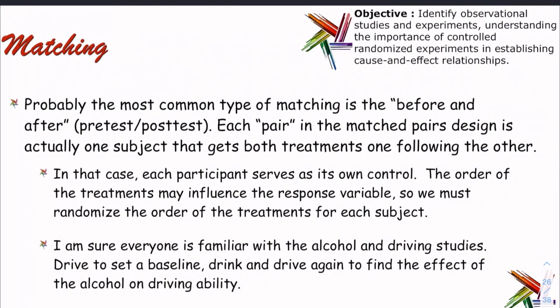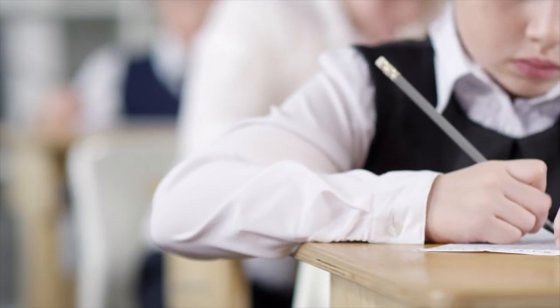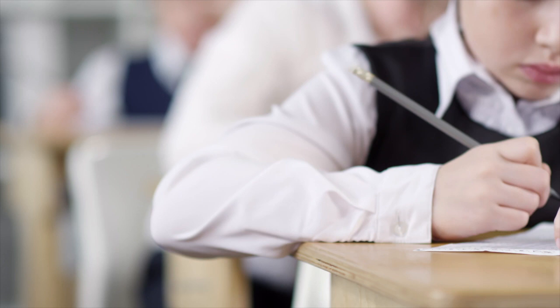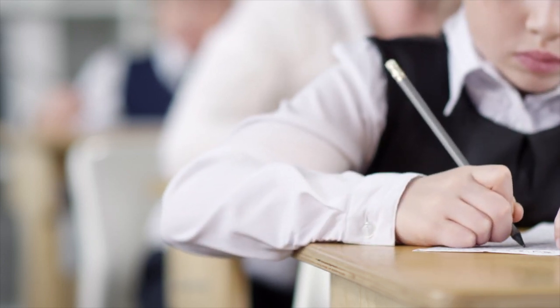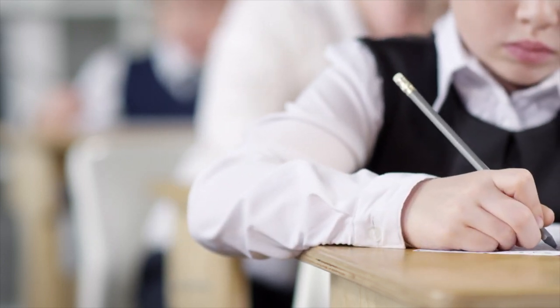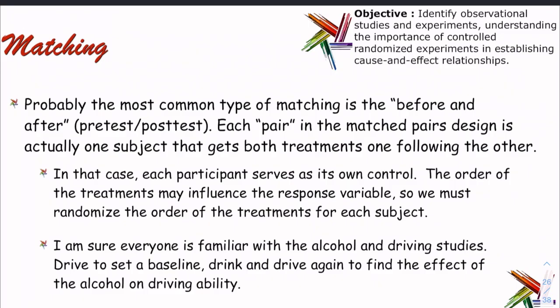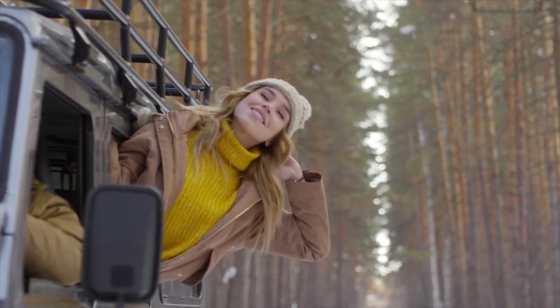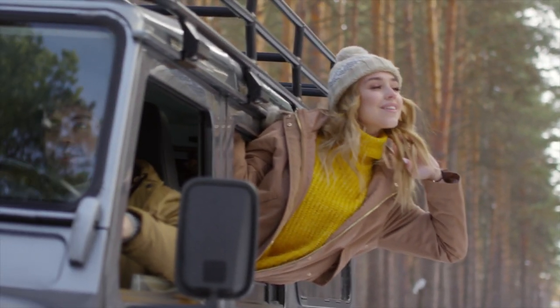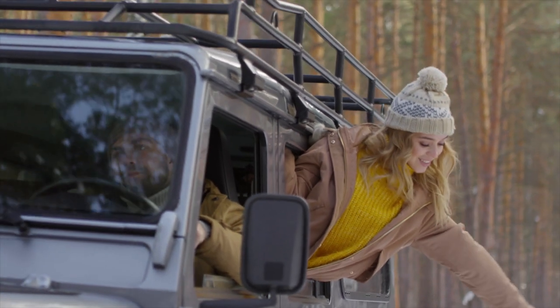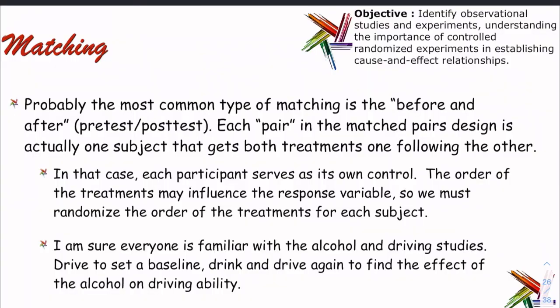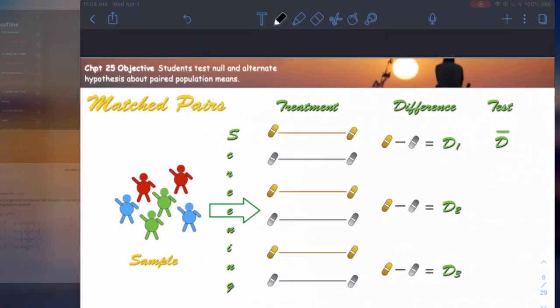Probably the most common type of matching is the before and after, or pre-test, post-test. Each pair in the matched pair design is actually one subject that gets both treatments, one following the other. In that case, each participant serves as its own control. The order of the treatments may influence the response variable, so we must randomize the order of the treatments for each subject. I'm sure everyone is familiar with alcohol and driving studies. If we were in school, they had that virtual simulator with the driving goggles that people could use to simulate drinking and driving. So let's hop back to the notes.